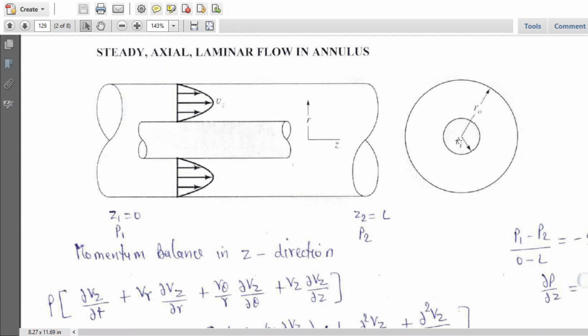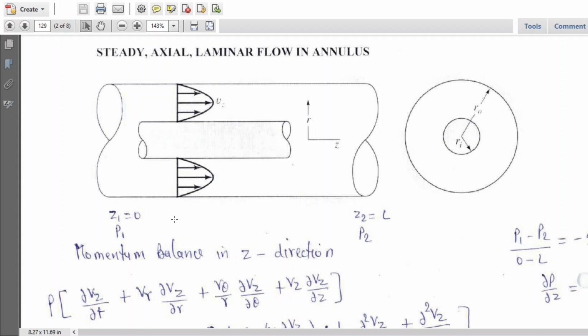This is the side view. This is the inner radius Ri, the outer radius is R0. This is the Z coordinate along the axis of the pipes. Pressure P1 at Z equal to 0, and at Z equal to L, pressure P2. From here we can calculate del P upon del Z, which is P1 minus P2 upon 0 minus L, equal to minus del P upon L.